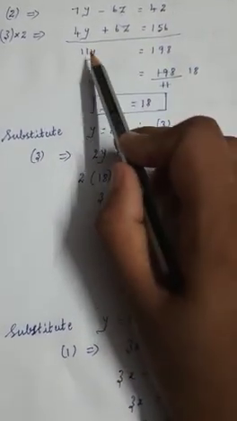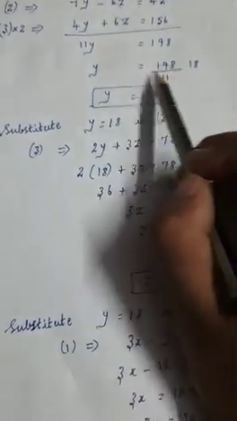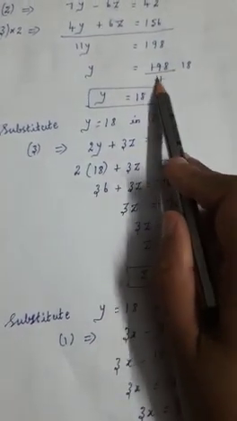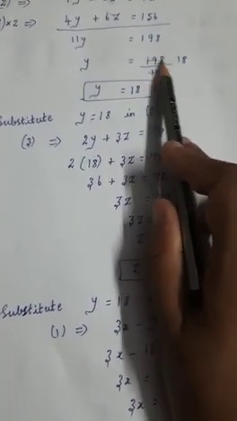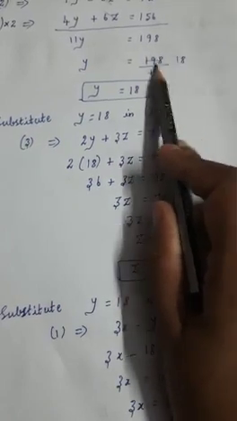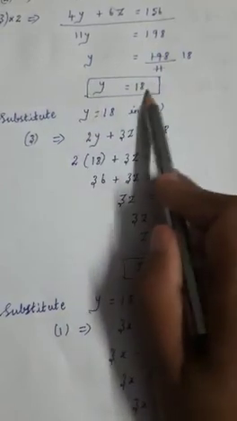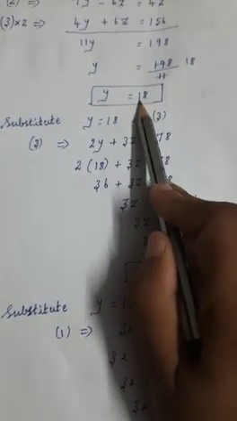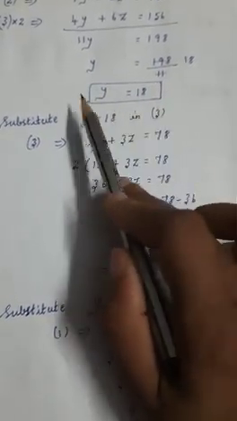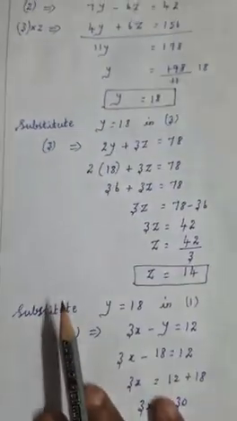Then y is equal to 198 divided by 11, since the multiplication number, if you bring it to the right-hand side, becomes division. From the 11 table, 11 1s are 11, the remaining 8 11s are 88. So now we have got the y variable: y is equal to 18. One variable value we have got.